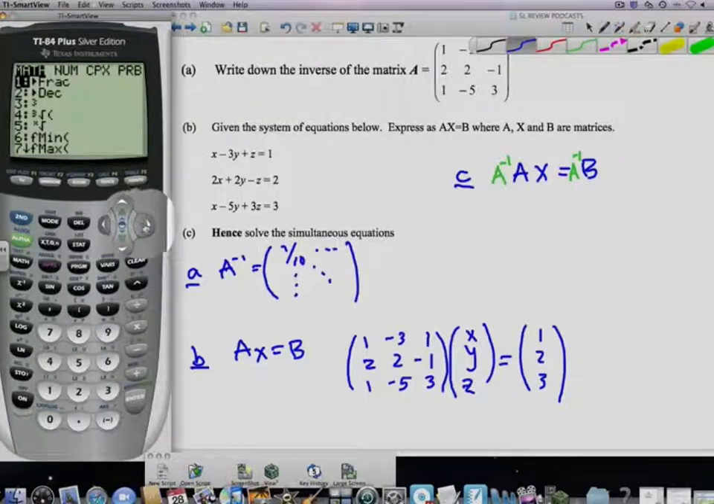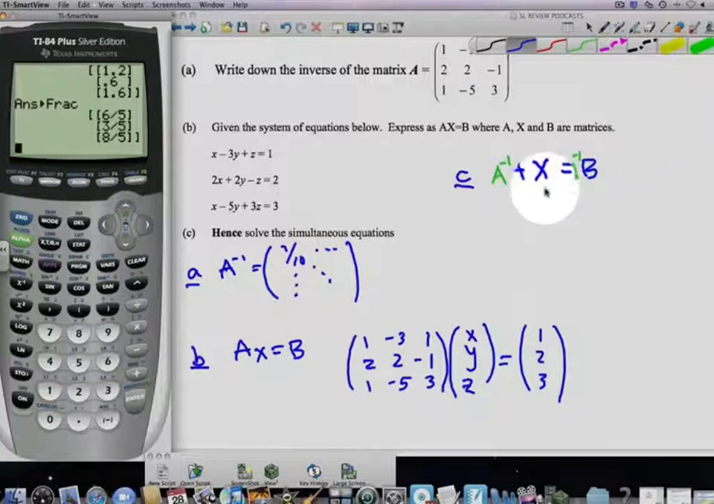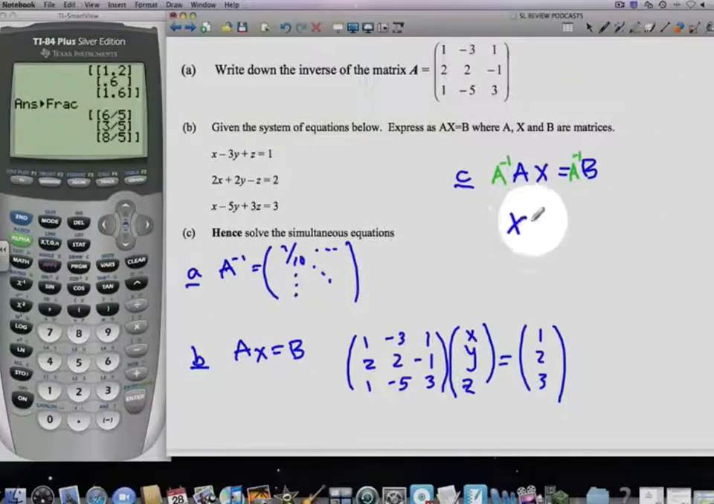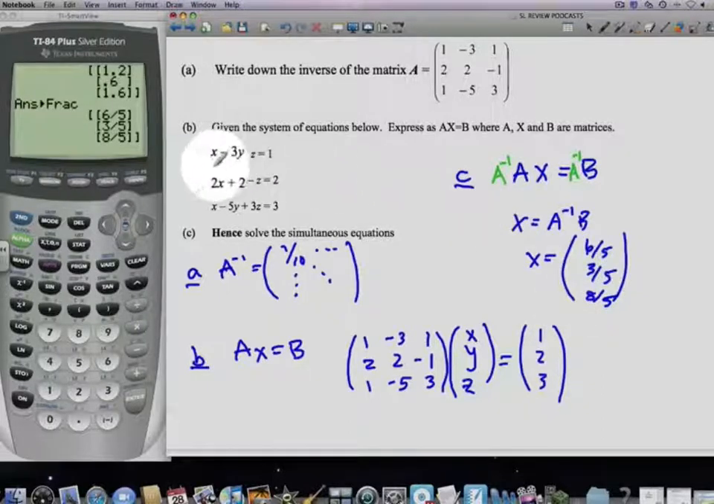If you want to impress your examiner, throw some fractions at them. I love fractions. So, like we said, always x equals A inverse times B, which is this same order that we have it. And in this case, x equals 6 over 5, 3 over 5, 8 over 5. And what are these values actually? Those values are the solutions, or they are the values of x, y, and z that satisfy the three equations that we've been provided with. Yeah, okay, good. Good luck.